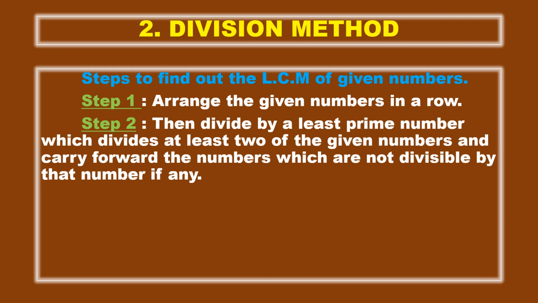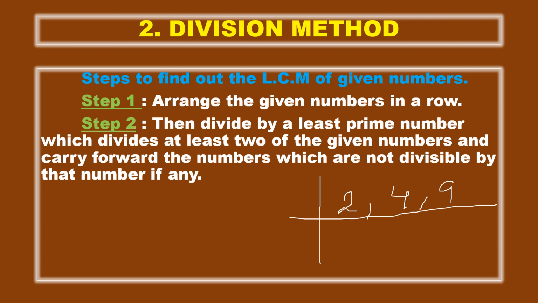numbers, and carry forward the numbers which are not divisible by that number, if any. Simple, children. See, suppose I am taking 2, 4 and 9. Here the first step is to arrange the given numbers in a row.